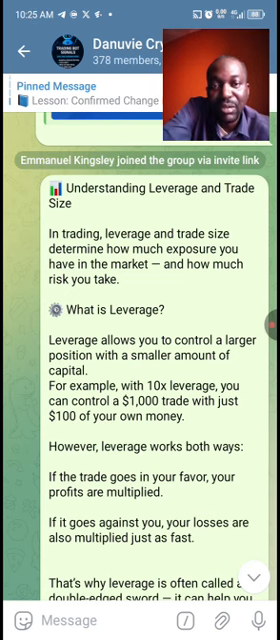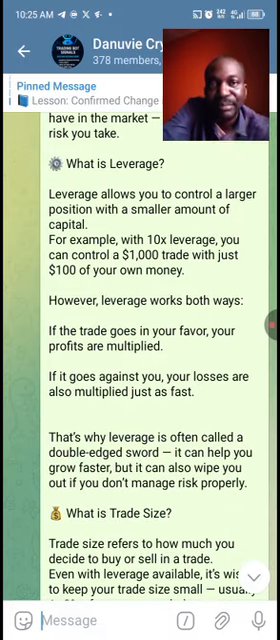And if you look at the continuation, it says, however, leverage works both ways. So if the trade goes in your favor, your profits are multiplied, like I said. So you are trading larger amounts, and if your profits are multiplied, you're going to be getting larger profits. And if it goes against you, your losses are also multiplied just as fast. So like I said earlier, it goes both ways.